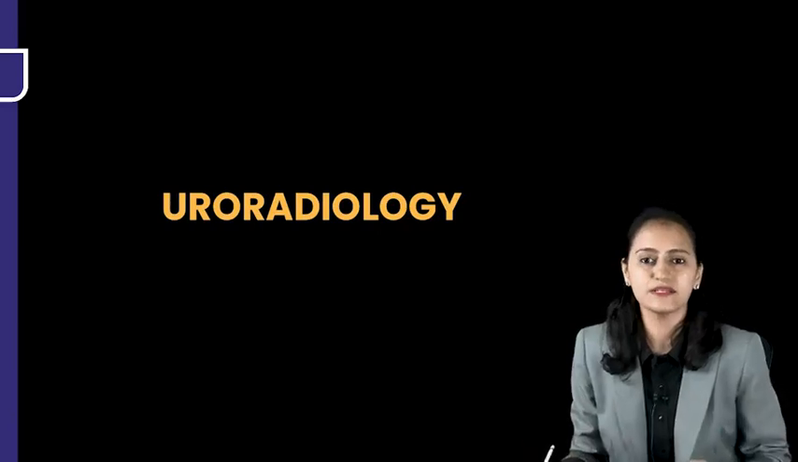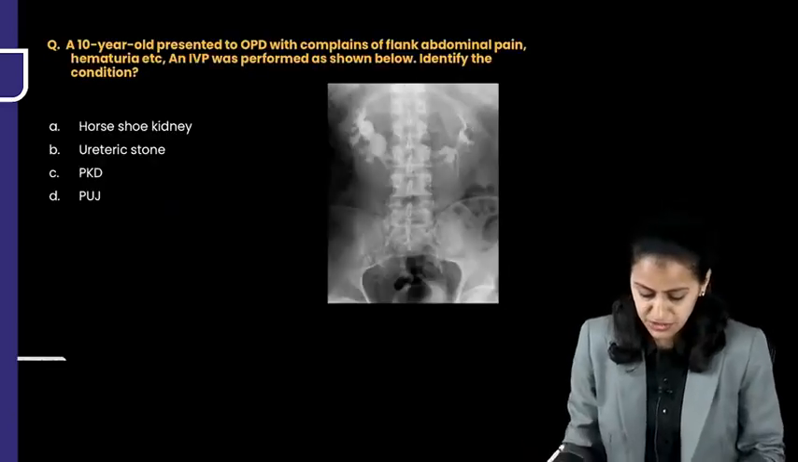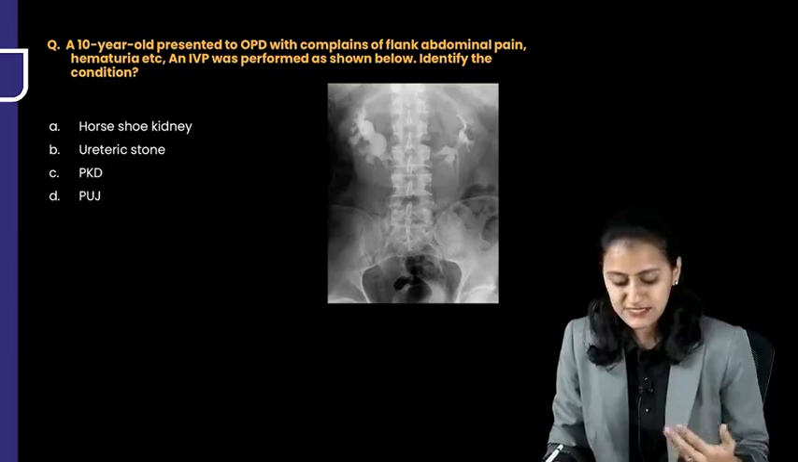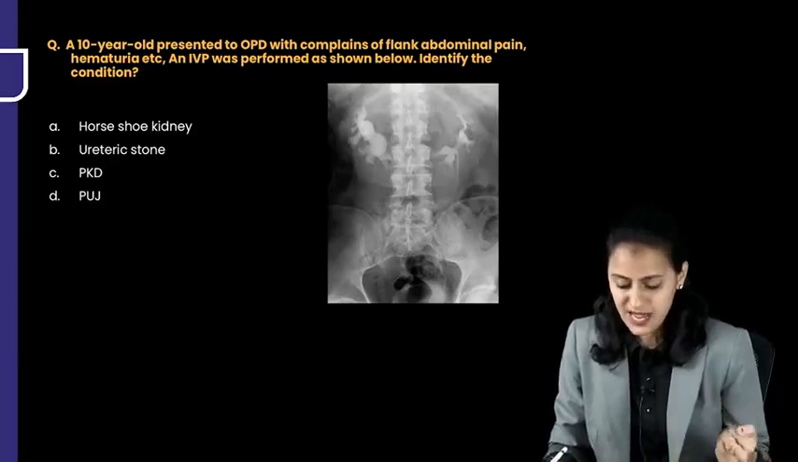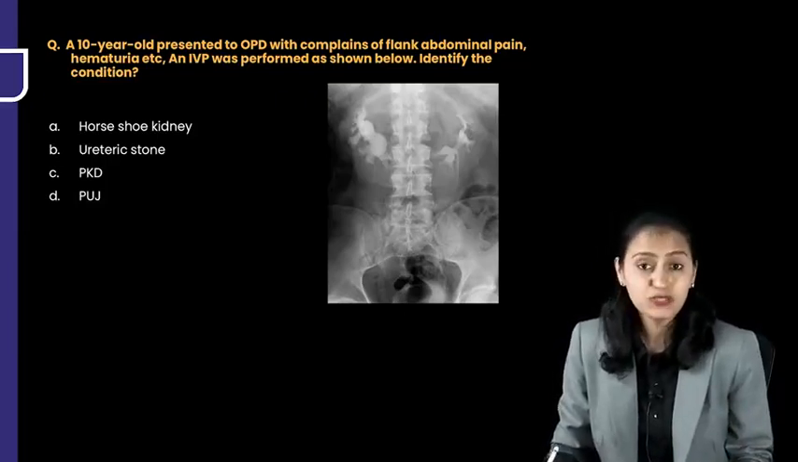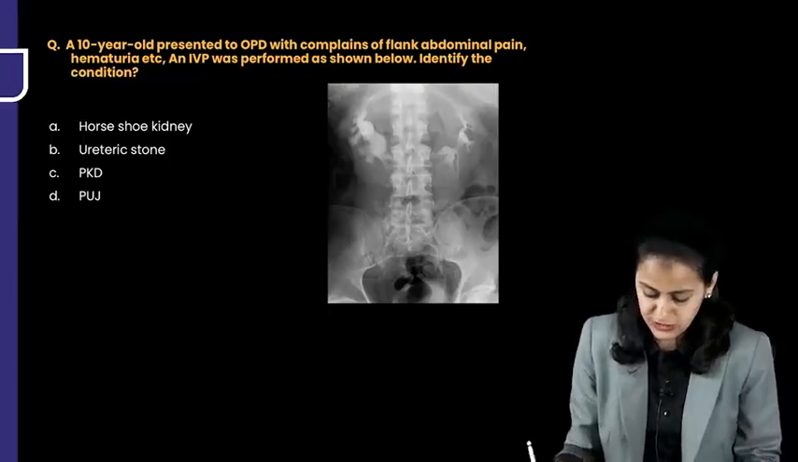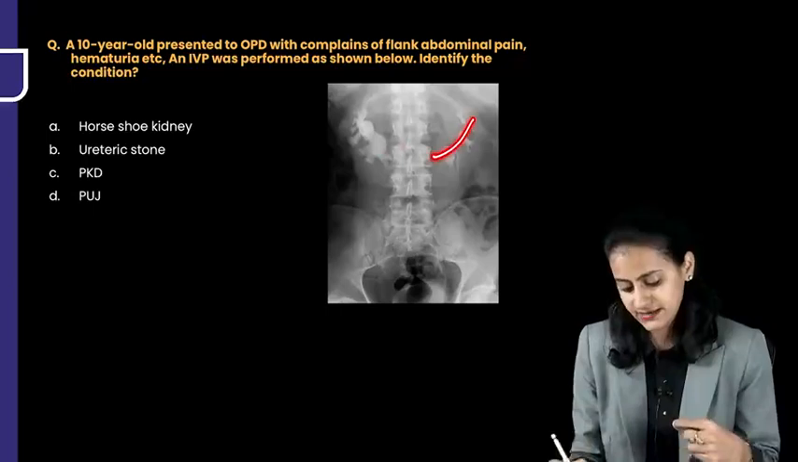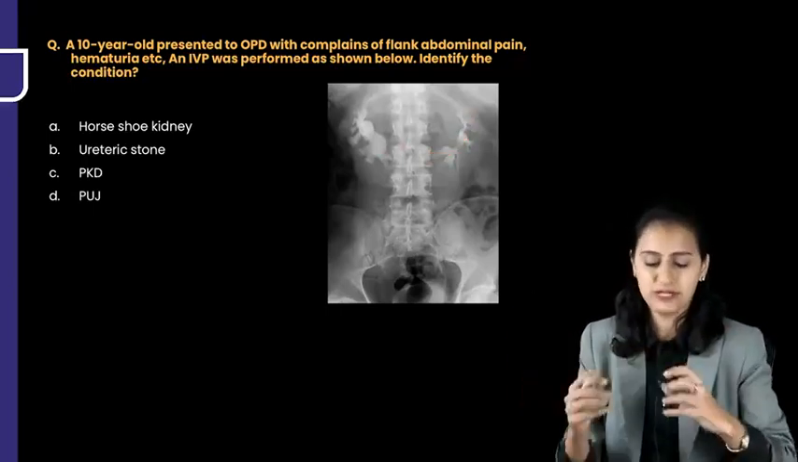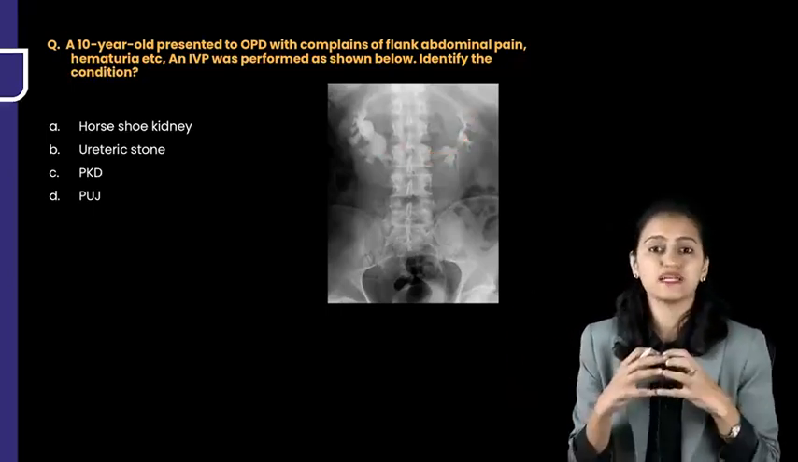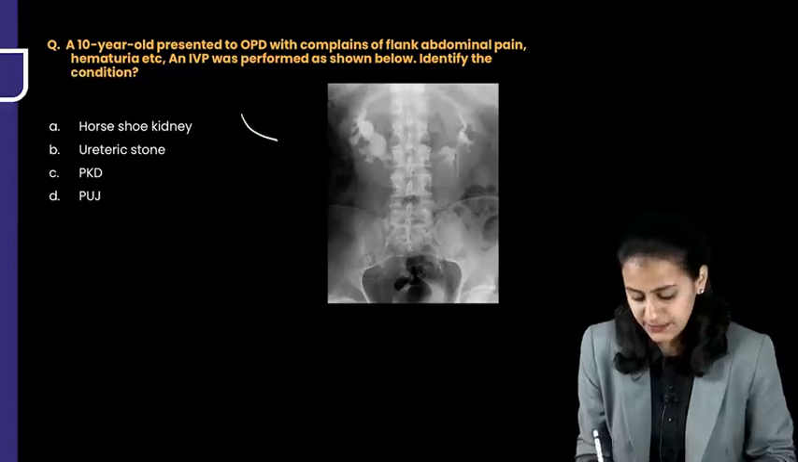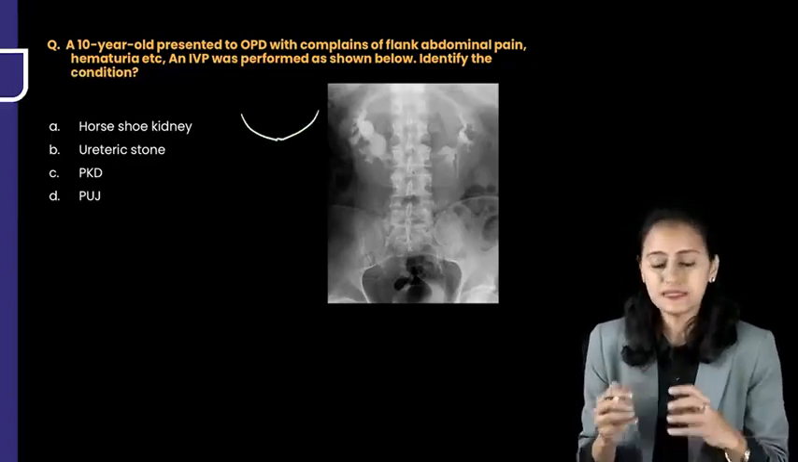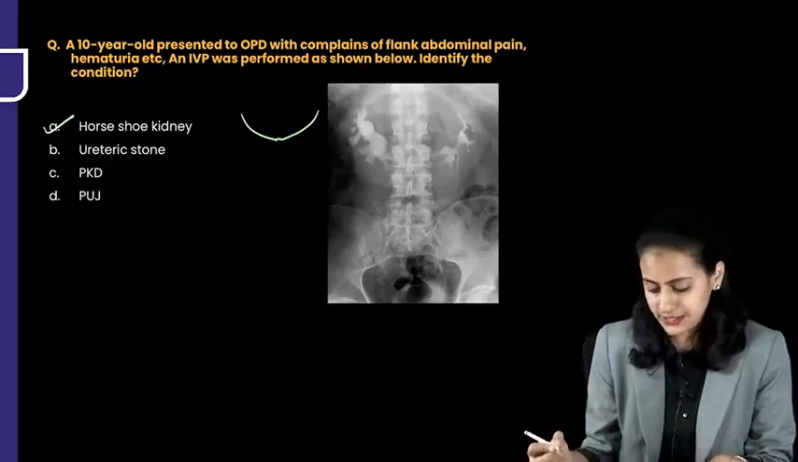So now starting with the uroradiology. First question here, this is a 10-year-old patient presenting with abdominal pain, hematuria, IVP is done. What is the condition? What is the diagnosis here? So what do we see here is, this is the one kidney and this is the other kidney, both of which are coming towards the midline and trying to shake hands with each other. So that means one and the other kidney coming together. This is the horseshoe kidney.